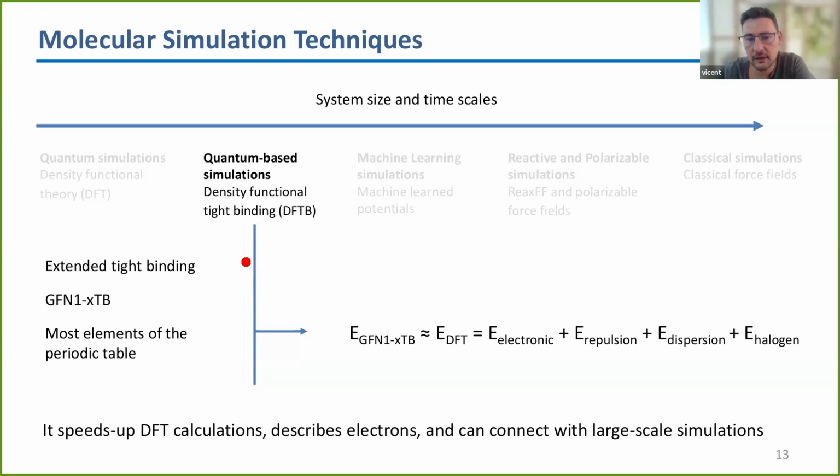The energy of this method is an approximation of DFT and has 4 different terms. Here is something similar to the classical force field. We have electronic, repulsion, dispersion, and halogen bonding terms.